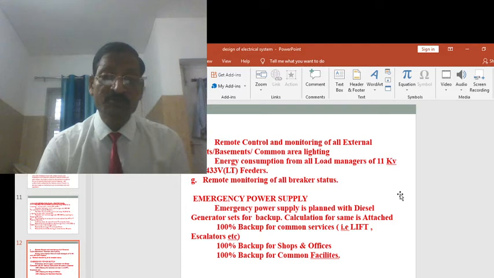Energy consumption from all load managers of 11 kV and 433 LT feeders. Remote monitoring of all breaker status.